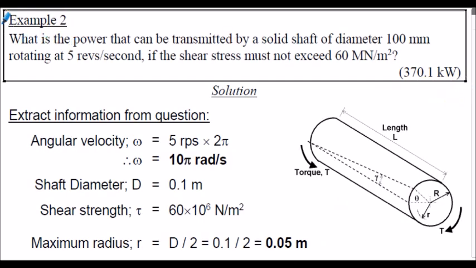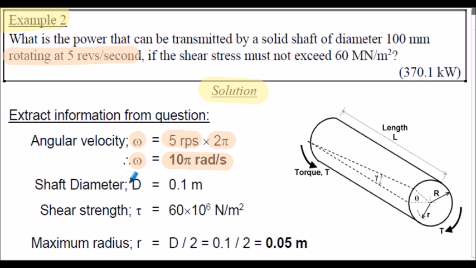Example 2, solution. So extracting the information from the question, the angular velocity is 5 revs per second. To calculate omega in terms of radians per second, that's 5 revs per second multiplied by 2 pi. That gives me an angular velocity of 10 pi radians per second.